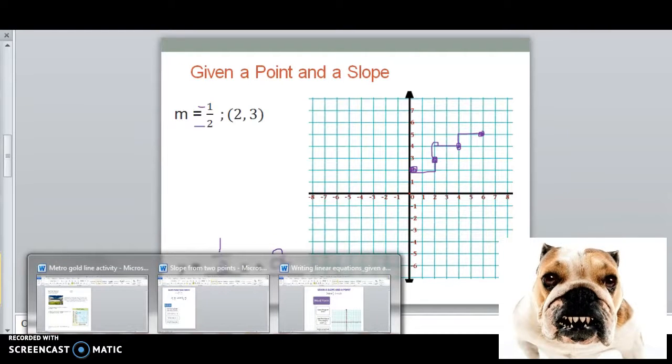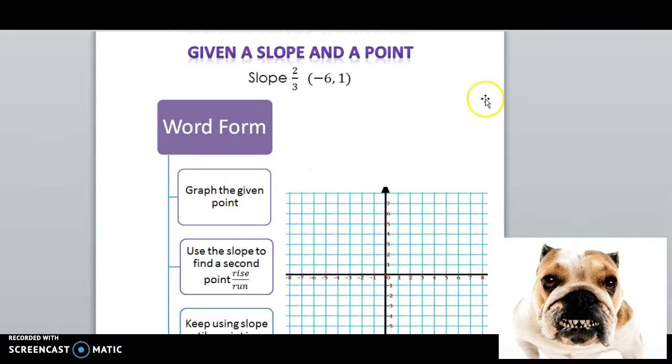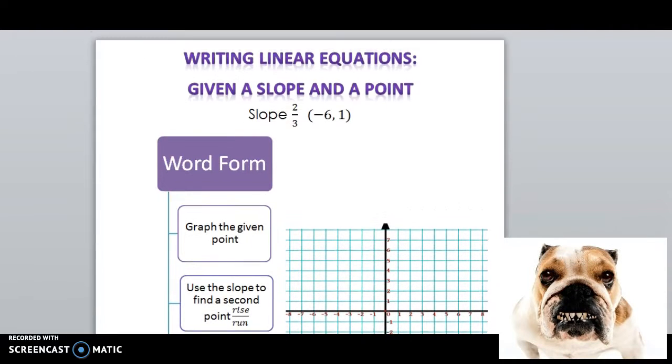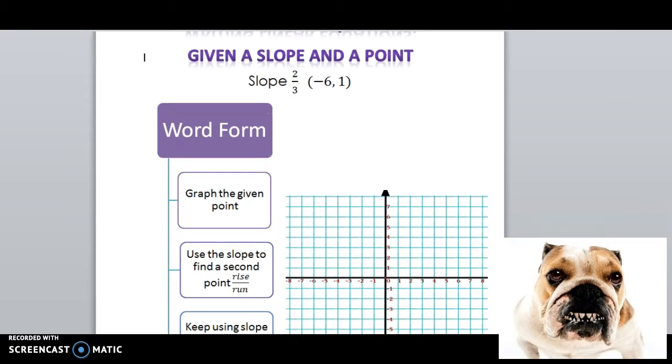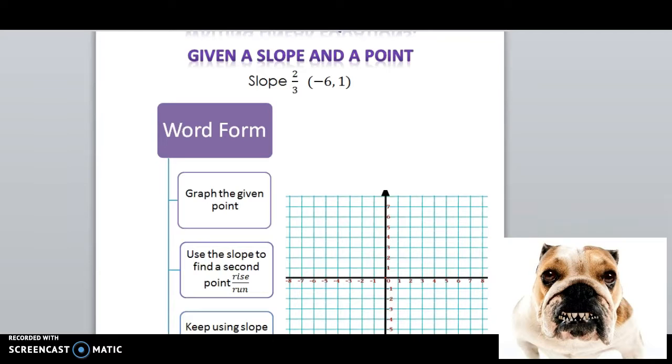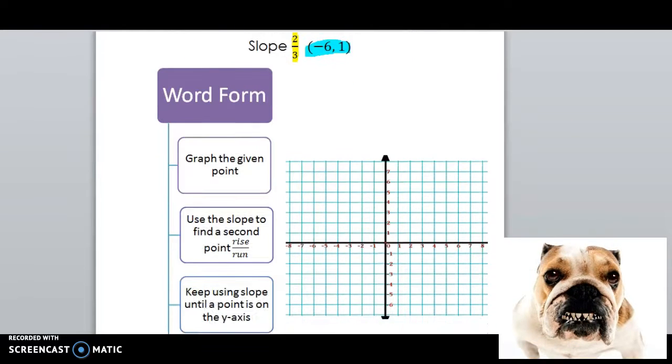I want you to visit your graphic organizer. So writing linear equations given a slope and a point. So our slope is 2/3. And the line crosses the y-axis at -6, positive 1. So here's my slope. This point is on the line at -6, positive 1.